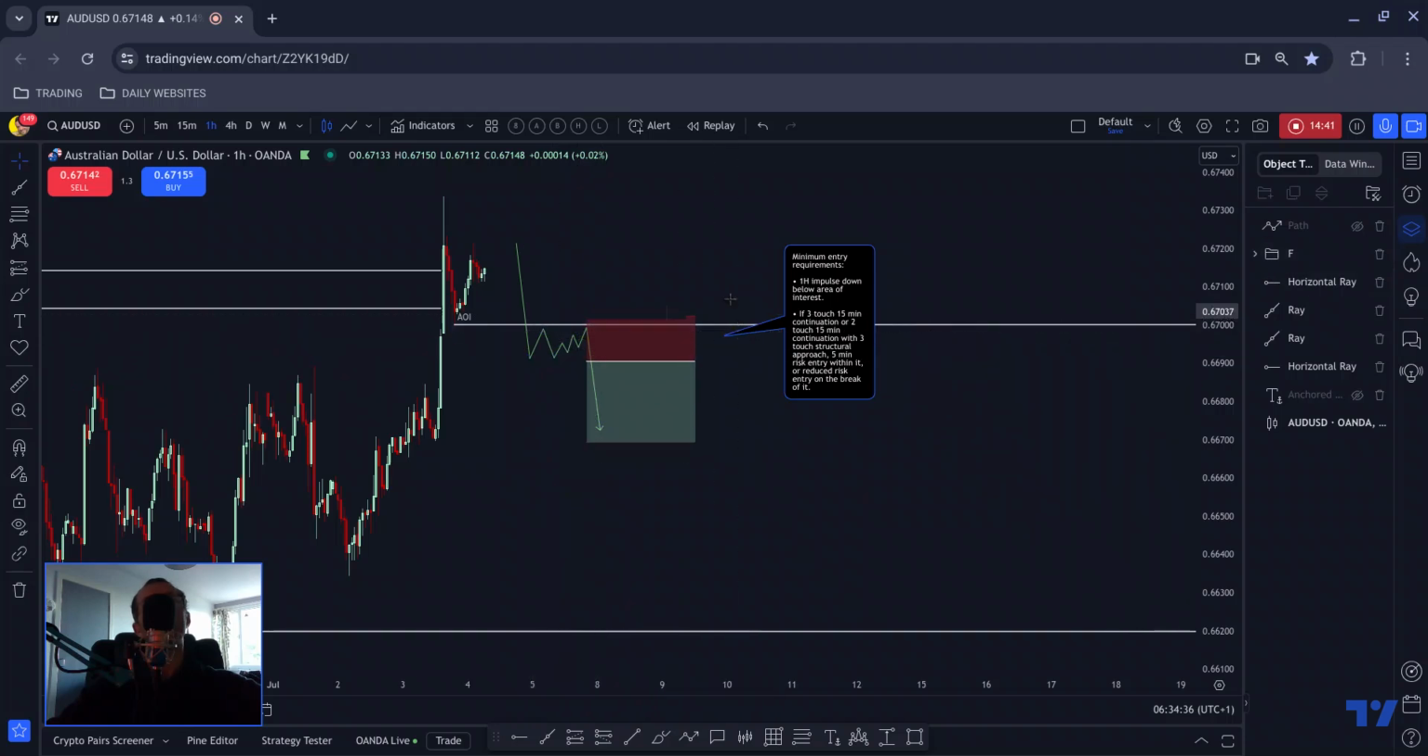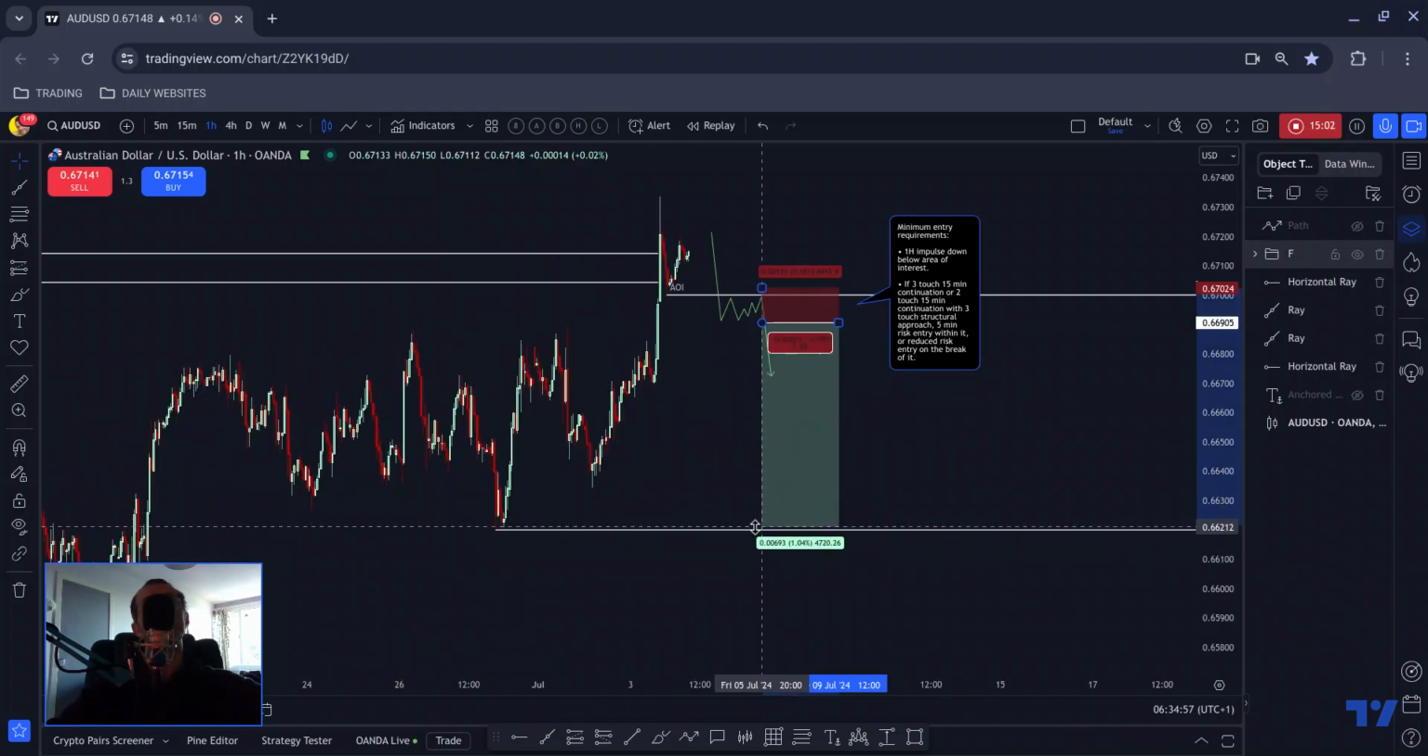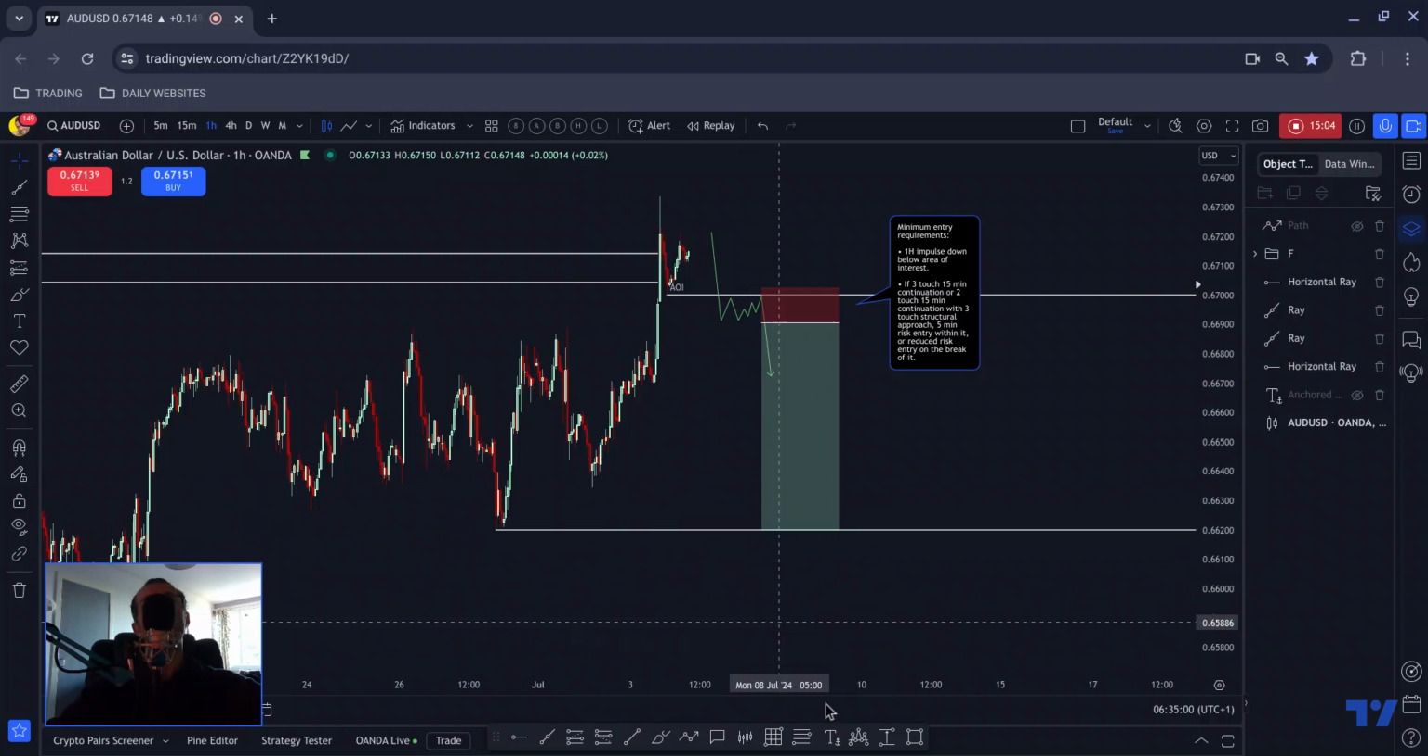And if we got this, so the same thing as I was looking for with the other pair, a break below a 3-touch 15-minute continuation, or a 2-touch 15-minute continuation with a 3-touch structural approach, I would look to get short on the break or within it. I'll be able to manage it down to the first inflection point there for something in the region of 1.7. And in this instance, I'll actually just be targeting the bottom of the range, not the 90% area.